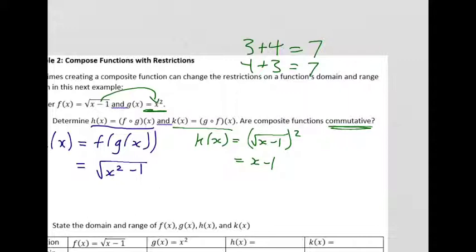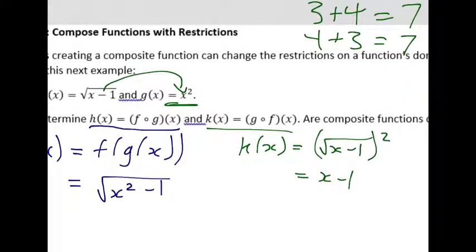Division is not. 3 divided by 4, 0.75. 4 divided by 3, 1.3 repeating. Not commutative. Same with subtraction. 3 minus 4, 4 minus 3. Not commutative. Right? So composition is not commutative either. I swapped f and g, right here and right here. And I got different results. That means they're not commutative.